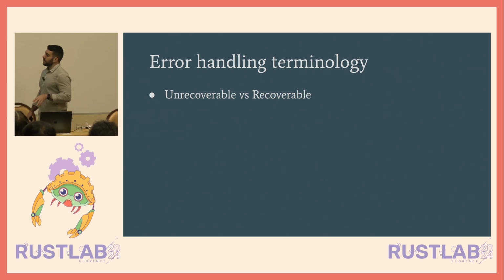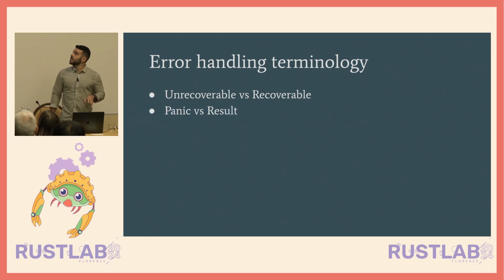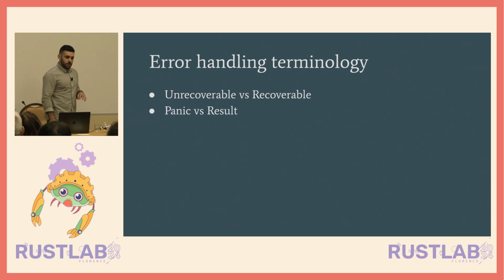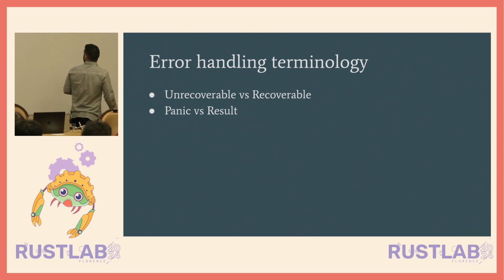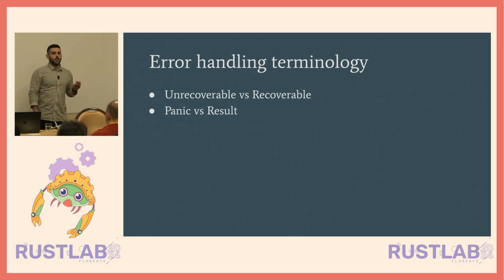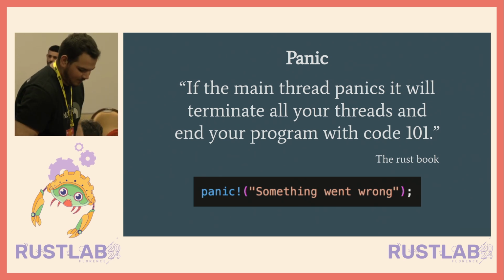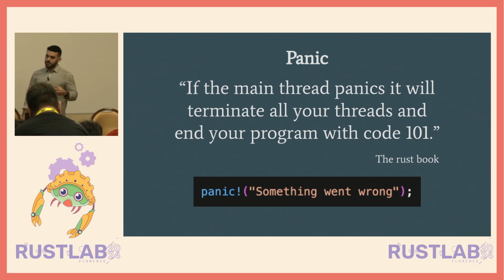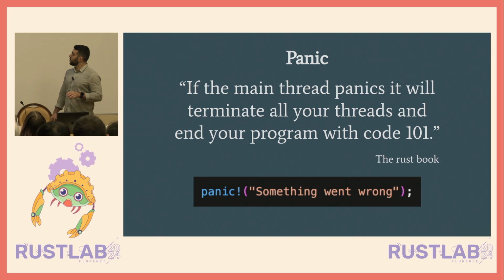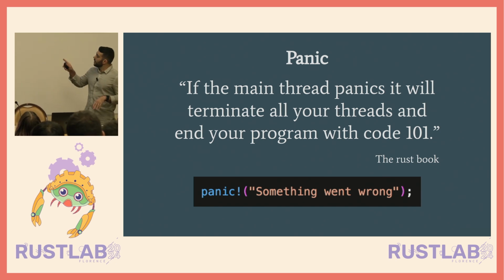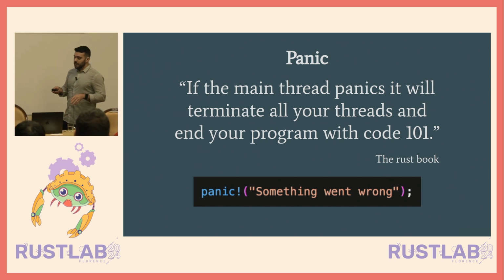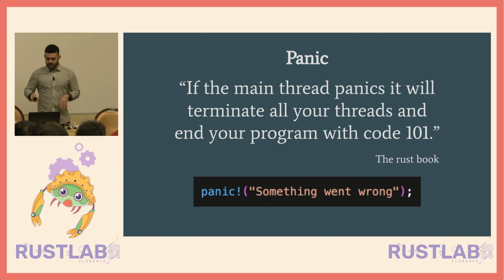Rust has a pretty straightforward approach for solving this: the panic and the result, which you might have heard of. The panic is just a way to terminate the process. When the main thread panics, the process will be terminated and the program will exit with a code of 101. The basic syntax for calling panic is just calling the panic macro with a message. There are other ways to do this, but this is the most basic and straightforward one.